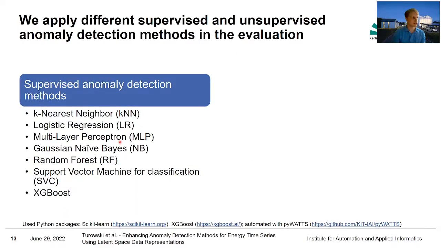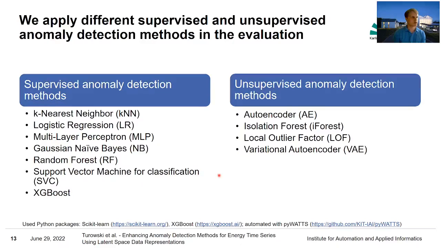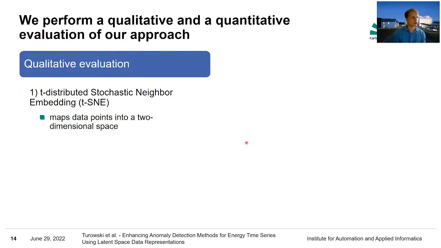We select these 7 supervised anomaly detection methods to cover a variety of methods, and we select these 4 unsupervised anomaly detection methods. Since we consider supervised and unsupervised, we will also split the presentation of the results later on accordingly. But before we do this, I also want to share with you how we evaluate our approach. We do it qualitatively and quantitatively.